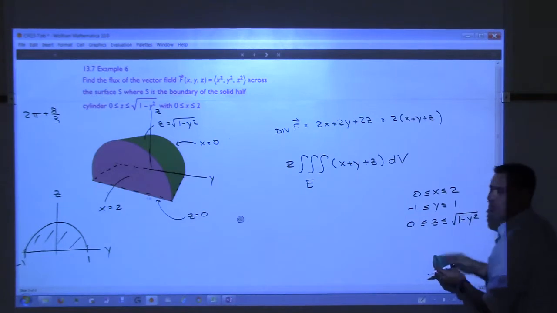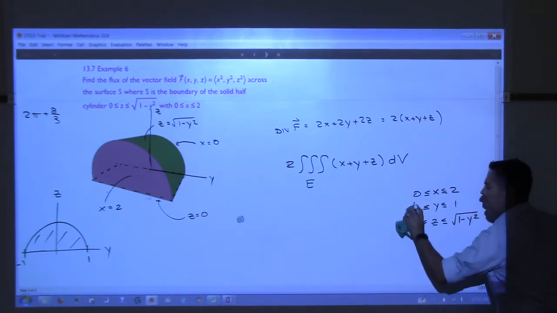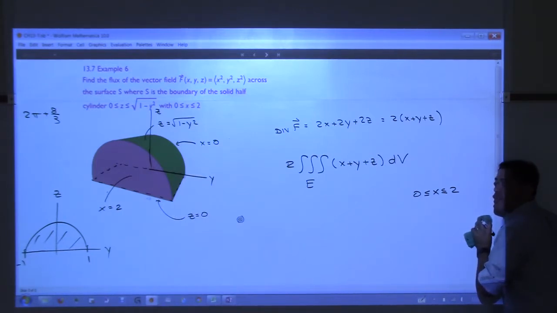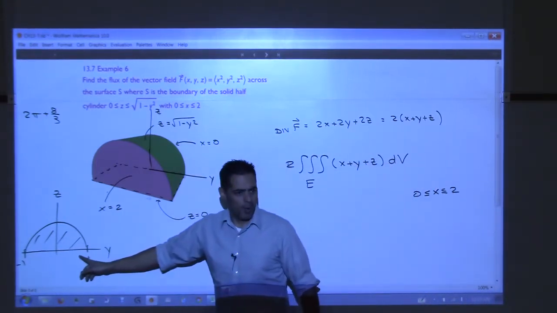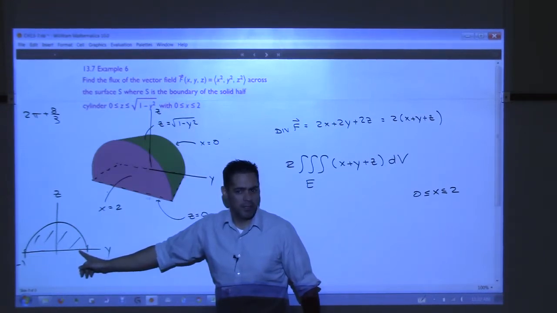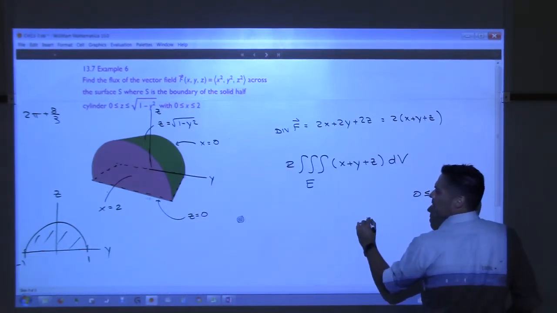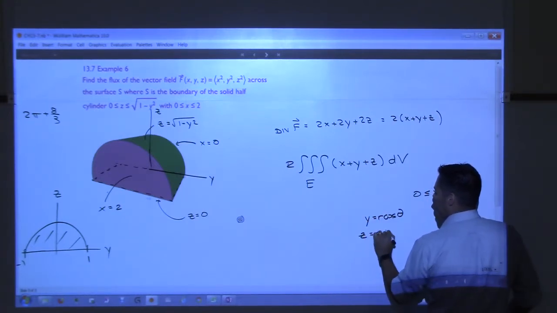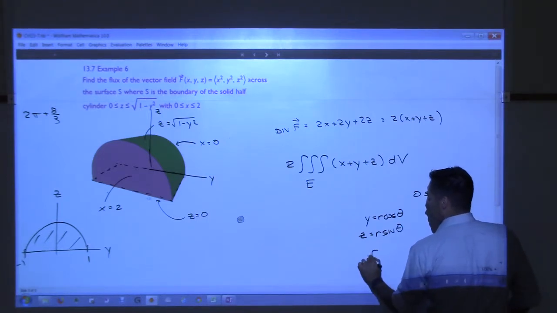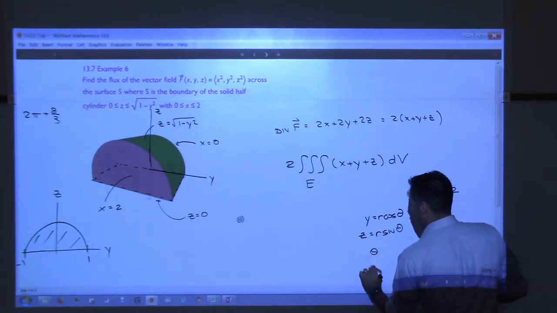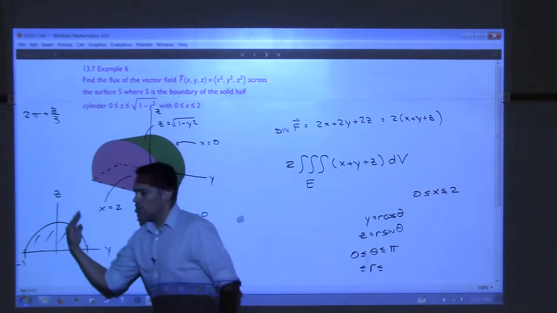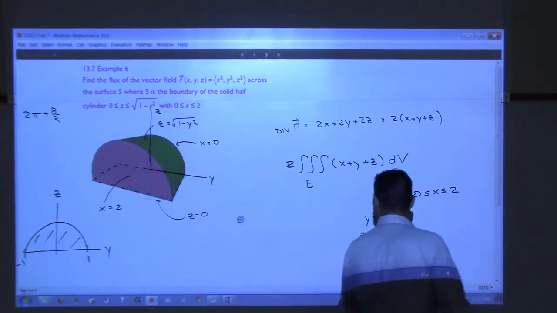So I could leave 0 to 2 on x. But this, I'm going to do something different, because that region right here is a polar region. It's good for polar, isn't it? So I'm going to let y be equal to r cosine theta and z be equal to r sine theta. I need to come up with restrictions on theta and r. Theta goes from 0 to pi, because I'm only going to draw half the circle. And then my radius will go from 0 to 1.